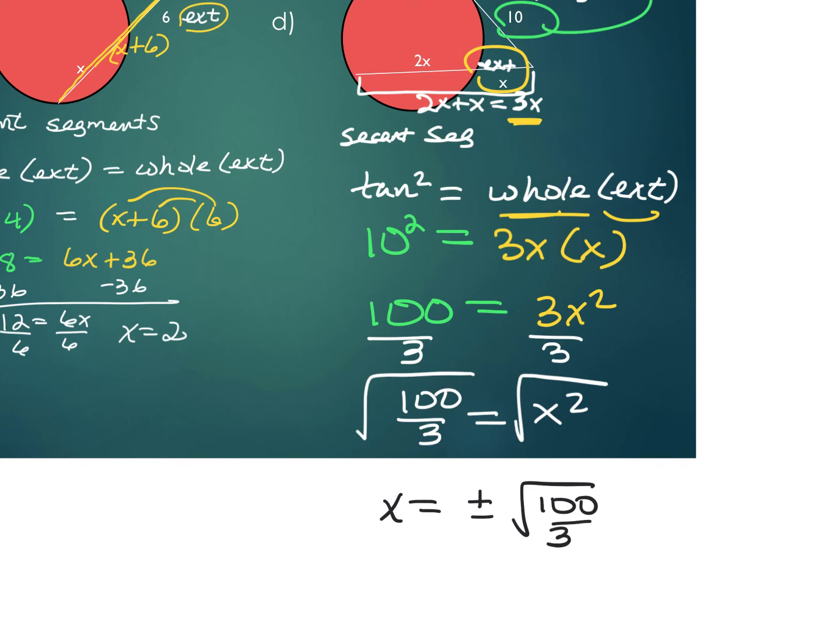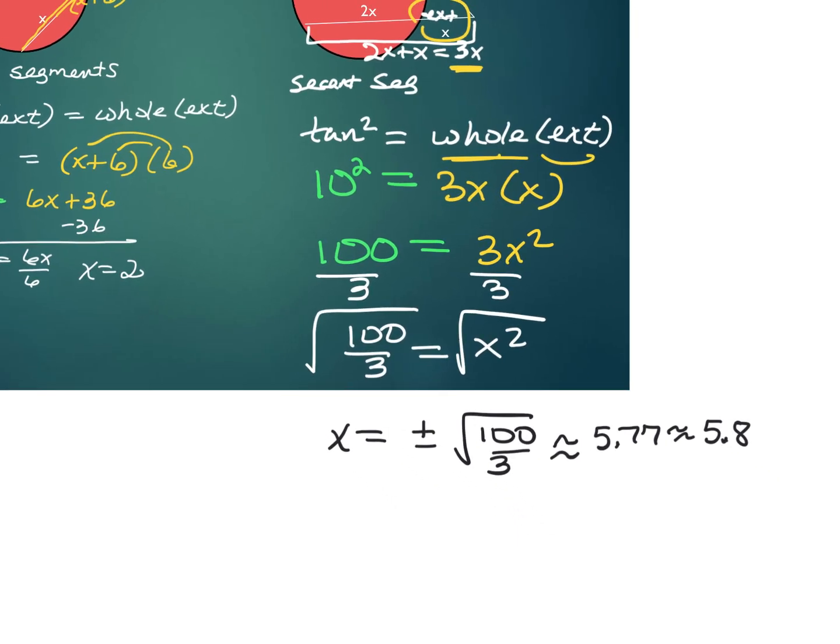Now, if the instructions say to leave it in simplest radical form, we need to simplify this. If it just says give your answer rounded to the tenths place, then I would find the square root of 100 divided by 3. And that is going to be 5.77, rounded to the tenths place, 5.8. But you'll probably have to leave it in simplest radical form.